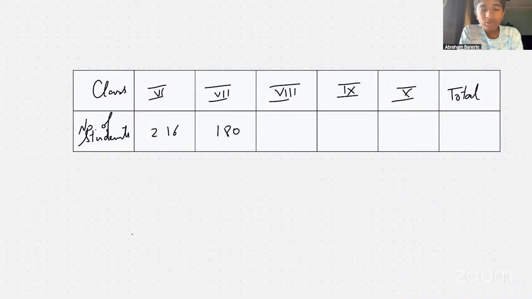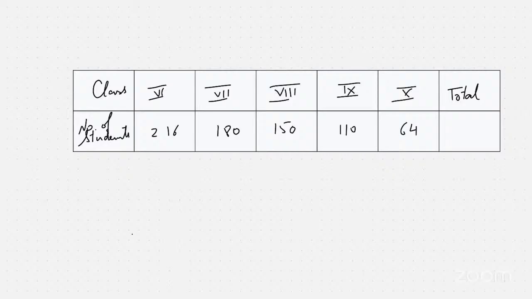Ma'am, do we have to do this? I don't think it's possible, ma'am, because 216 plus 180 is already somewhat 360. It's close to 360, ma'am. Okay, so what happens in a pie chart? One second.